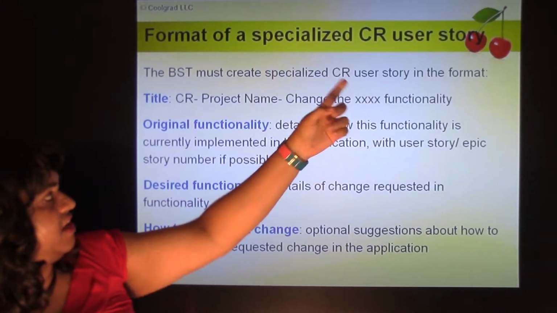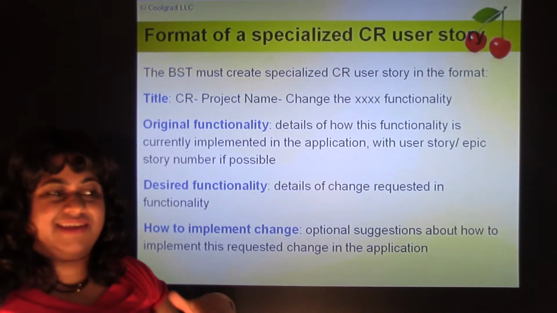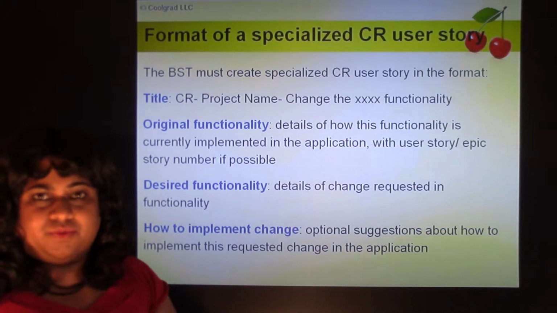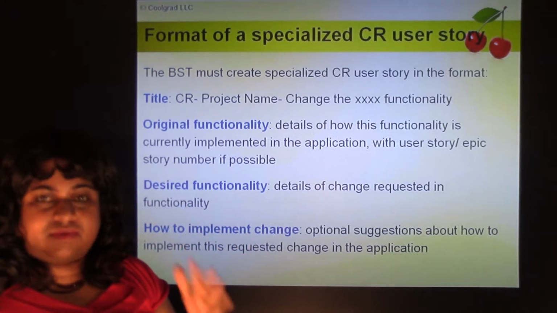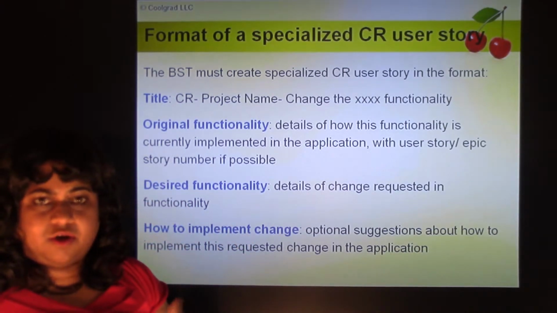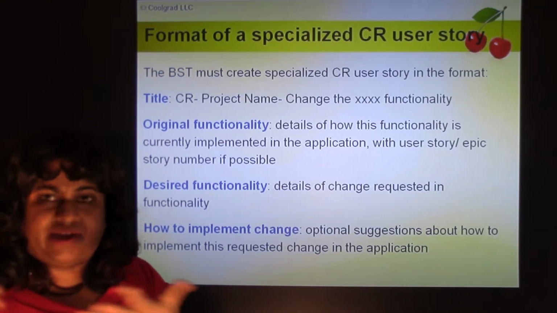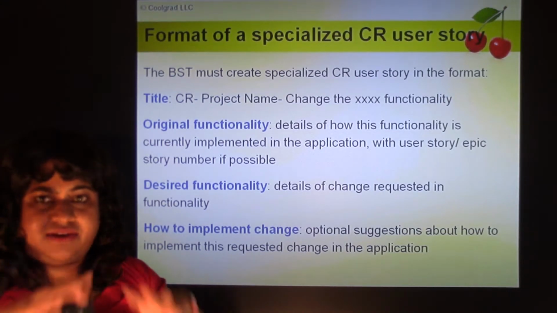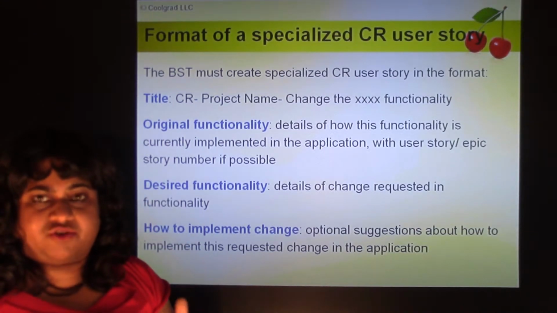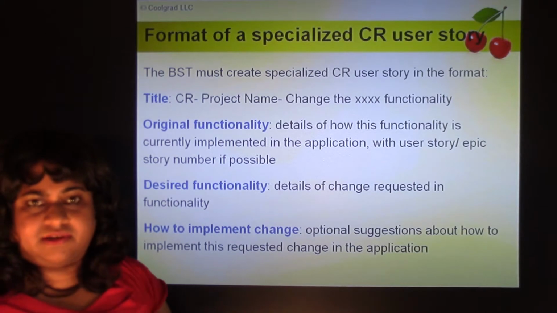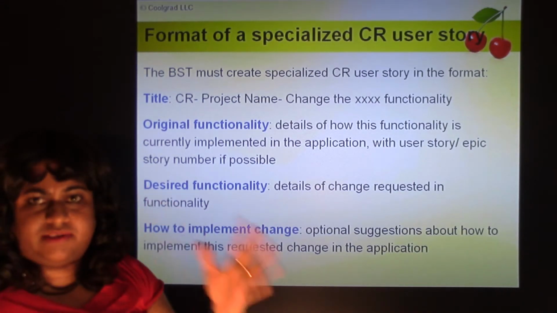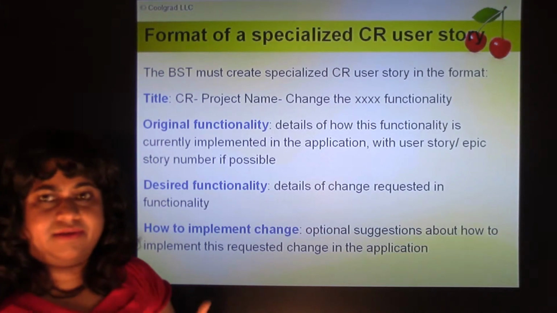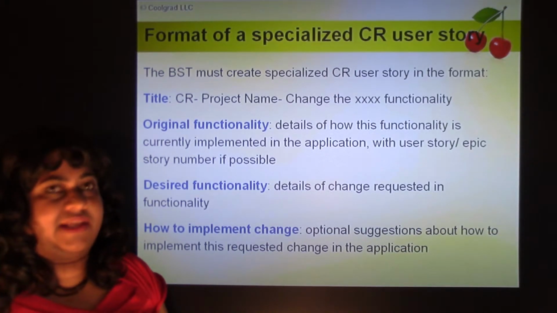Format of a specialized CR user story. So we cross the stage where it's determined to be a valid CR or a valid ER. And what does the product owner do? He must create a specialized user story, or the business support team can create the user story and give it to the product owner. It might actually be better for the business support team to create a specialized CR user story, put in the details of what is requested, and put in the title of this CR/ER user story, and then give it to the product owner. The product owner adds in more details, updates the story and deals with it.